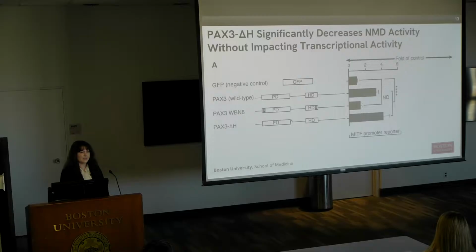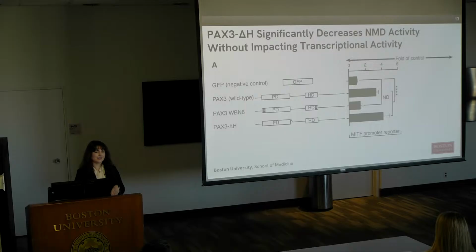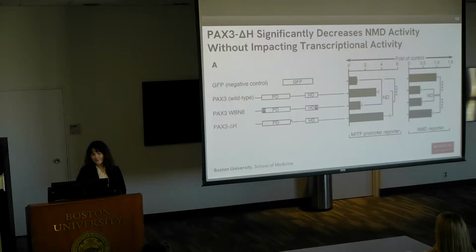Additionally, here you'll see an extra mutant. This is PAX3 WBN8, which we know to be transcriptionally inept. So in this luciferase assay, notably, you'll notice canonical PAX3 is comparable in its transcriptional activity to our delta H mutant. And furthermore, when we look at WBN8 and canonical PAX3 and NMD activity, it's high, but for our delta helix mutant, we don't see that.